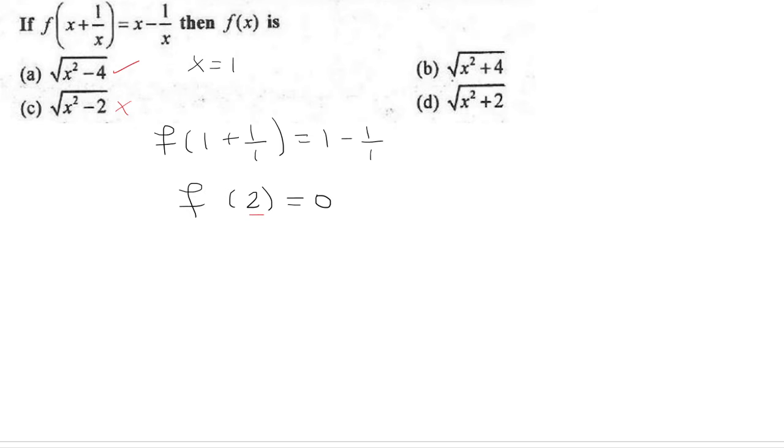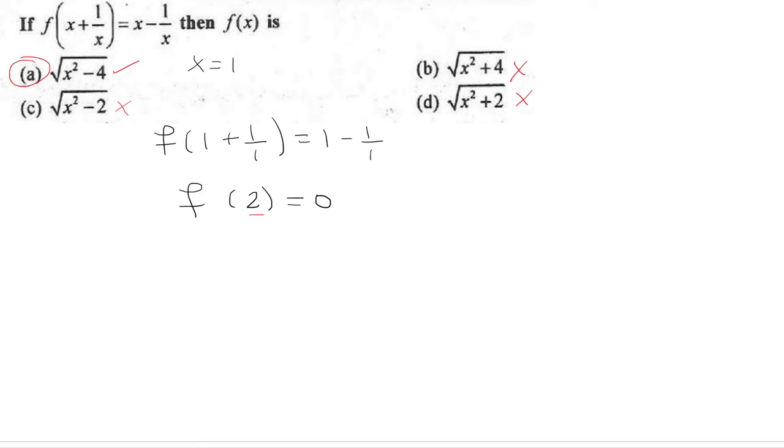For b, if I plug in 2 for x, I get 2 squared, which is 4. 4 plus 4 is 8. So I get square root of 8, which is not 0. And then finally, if I plug in 2 for d, I get 2 squared is 4. 4 plus 2 is 6. Square root of 6 is not 0. So that can't be it. So the correct answer is A.